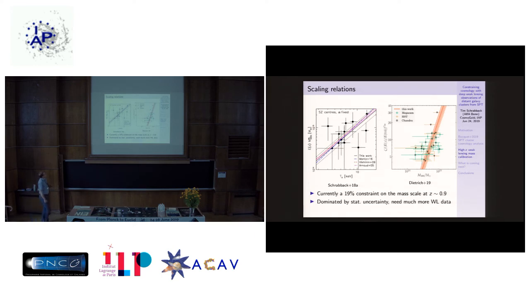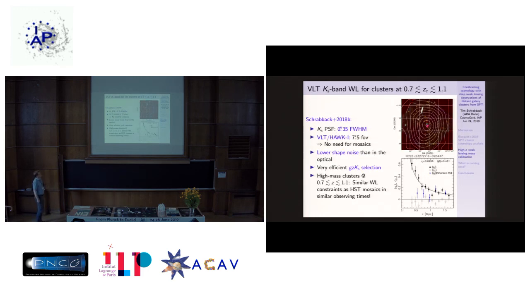Let me just show you some results. So this is some of the scaling relation constraints we got. For example, here, mass versus temperature, which you see is very noisy because it's pretty few clusters and the data is still quite noisy, so we need to increase the samples. At the moment, we have about a 20% constraint on the mass scale at redshift 0.9, but there's much more data coming which will allow us to shrink these uncertainties.